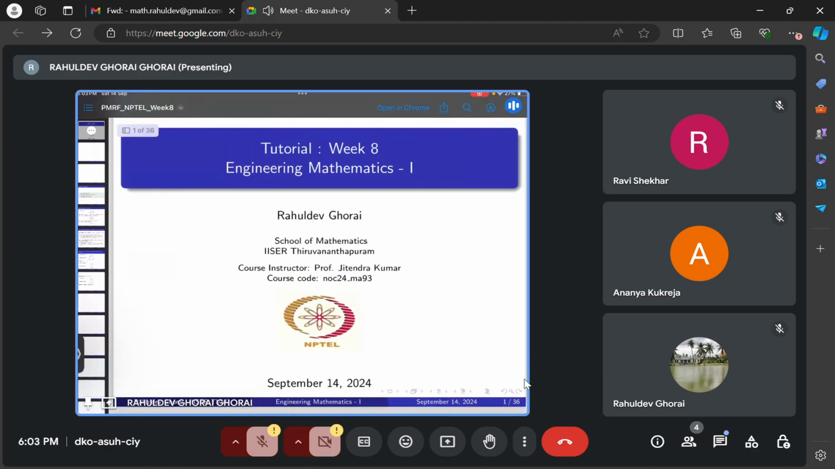Screen is visible, right? Yes, sir. Okay. So yeah, this is your tutorial of week 8. This is Rahuldev Ghorai from IISER Thiruvananthapuram.